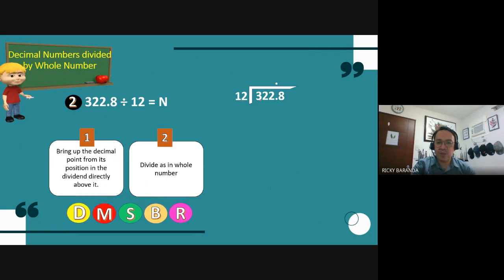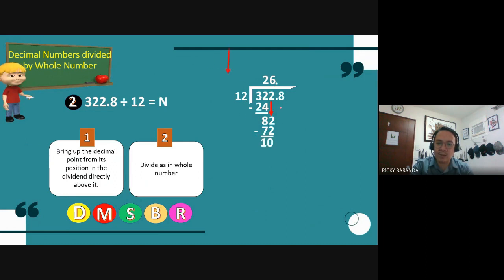Una, divide. So 32 divided by 12 equals 2. Then sunod ay multiply. 2 times 12 equals 24. Then sunod ay subtract. Okay, so 32 minus 24 equals 8. Sunod ay bring down. So bring down 2. So next, repeat the process. Go back to divide. 82 divided by 12 equals 6. 6 times 12 equals 72. 82 minus 72 equals 10.